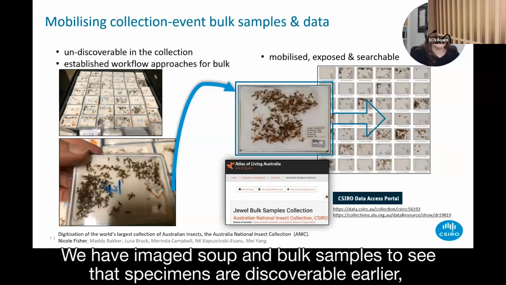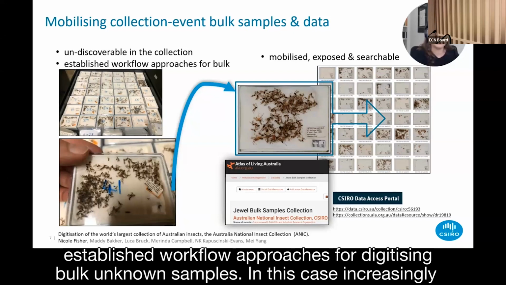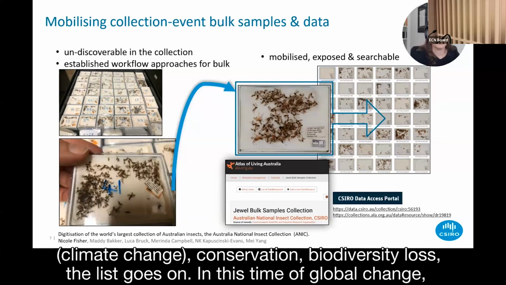We have image soup and bulk samples to see that specimens are discoverable earlier and to open up the access to researchers. So to showcase an example here of where we have established workflow approaches for digitising bulk unknown samples. In this case, increasingly biological collections are being called on to help address critical challenges, such as environmental, climate change, conservation, biodiversity loss, the list goes on.